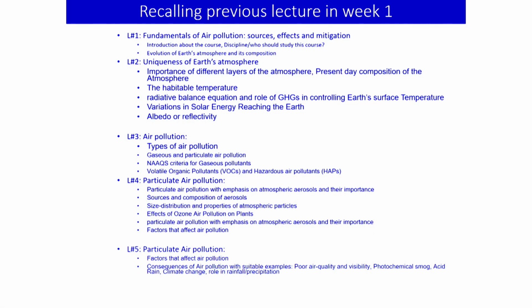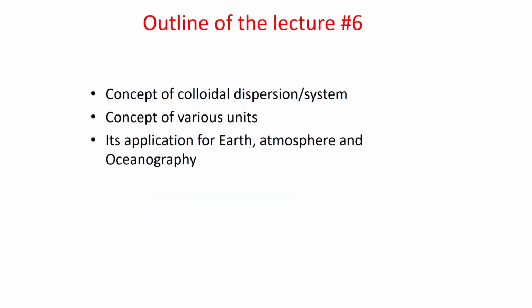Moving on to lecture 5, we talked about the consequences of air pollution, and we gave some suitable examples: for example, poor air quality and reduction in visibility, photochemical smog, acid rain, climate change and its role in rainfall or precipitation. These are the few things that we have covered. So, now we are moving a little bit more into atmospheric chemistry; those were the general lectures that we had.